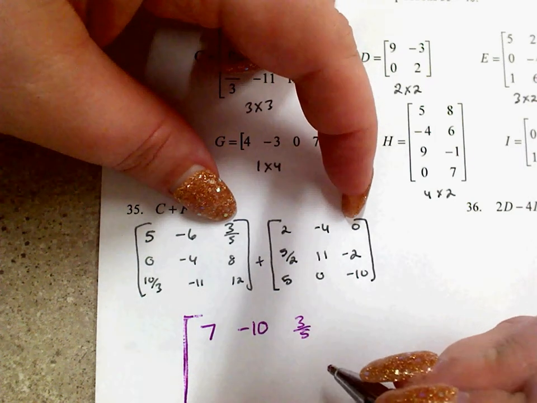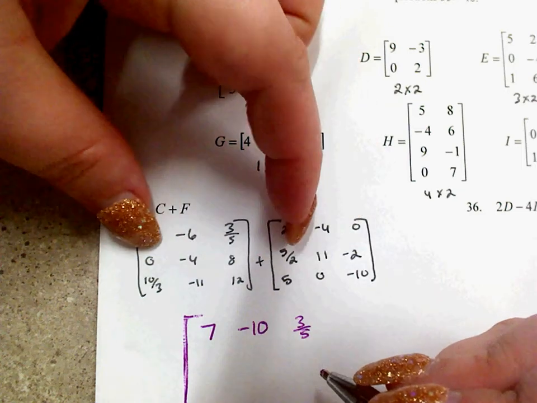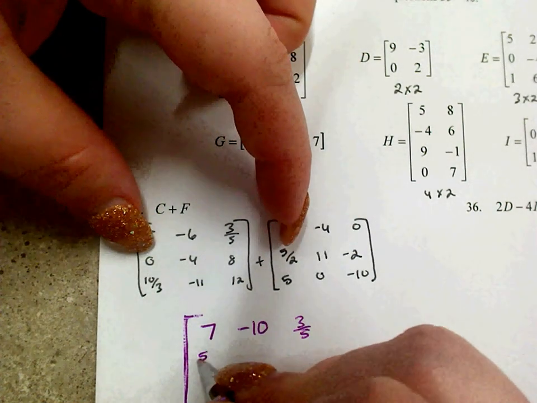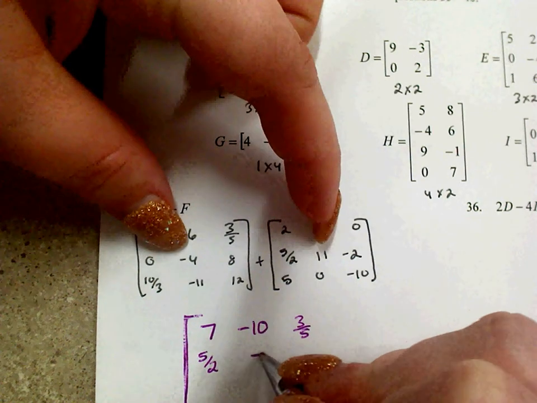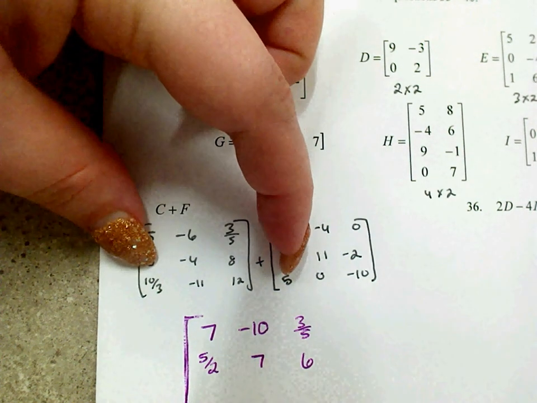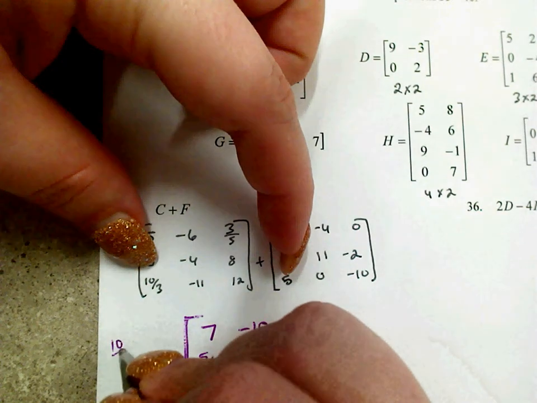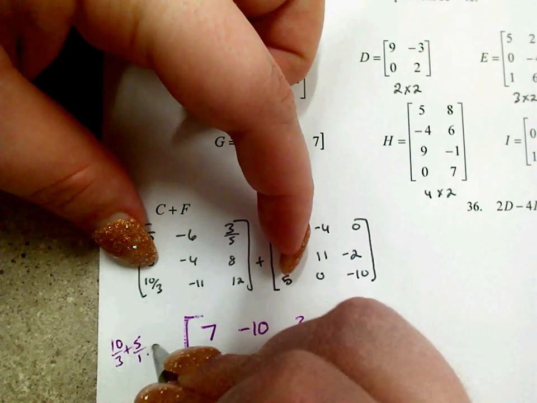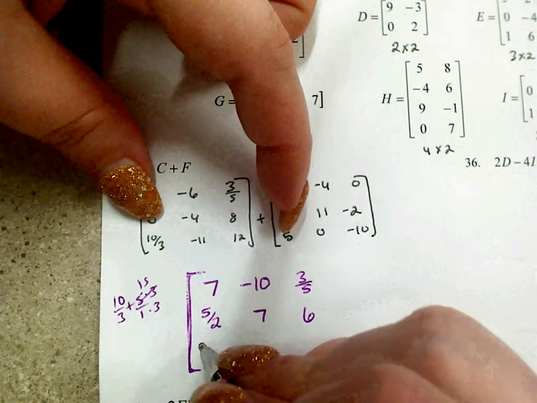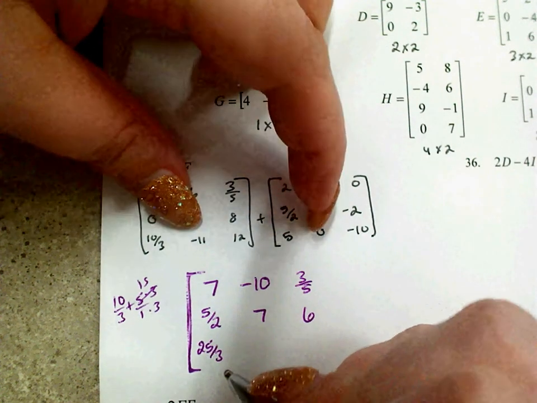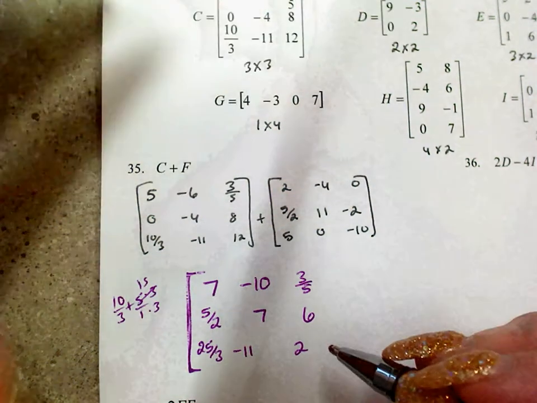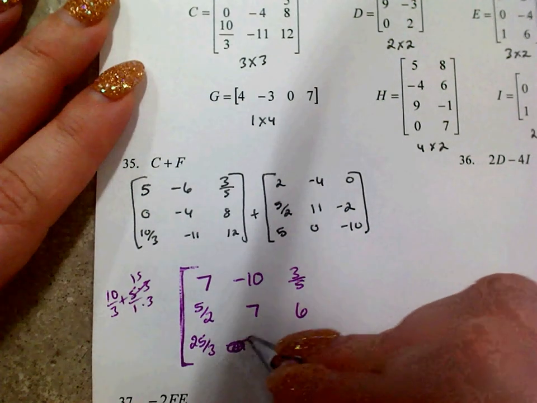5 halves, so that's frustrating. I'm adding zeros and fractions. That's boring. 5 halves, 7, 6. 10/3 plus 5. So if I have to add 10/3 plus 5, 5 is 15/3, so that's 25/3. So 25/3, negative 11, and 2. Well, that negative 11 is a little bit over, but negative 11. And there's my answer. So just C plus F.